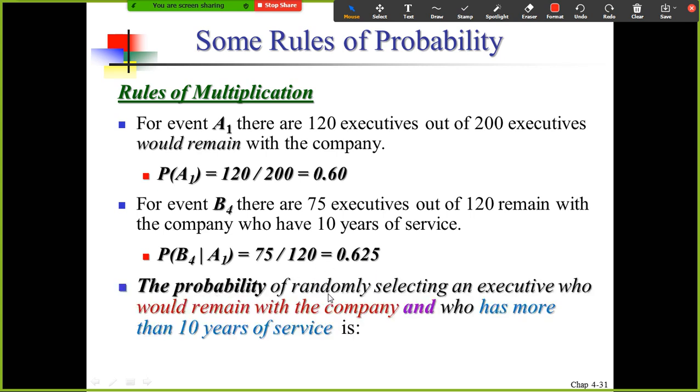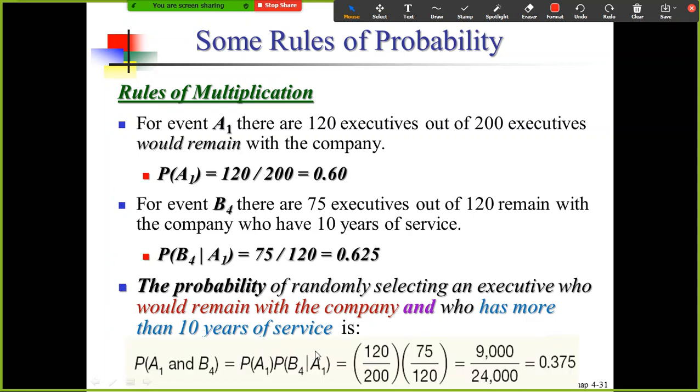So the probability of randomly selecting an executive who will remain with the company and who has more than 10 years of service is the probability of A1 multiplied by the probability of B4 given A1, which equals 0.375. So this is the answer to question number 1.